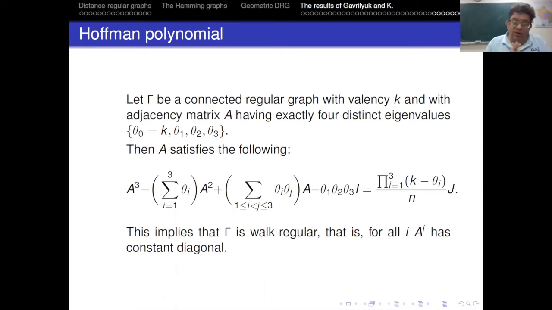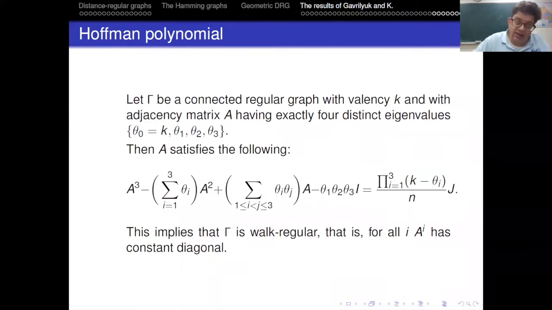So first I will introduce the Hoffman polynomial. Whoever knows spectral graph theory knows what I mean by this. So we have a regular graph with valency k, and it's connected, with adjacency matrix A having exactly 4 distinct eigenvalues. That is what we have with the S-clique extension of the square grid.